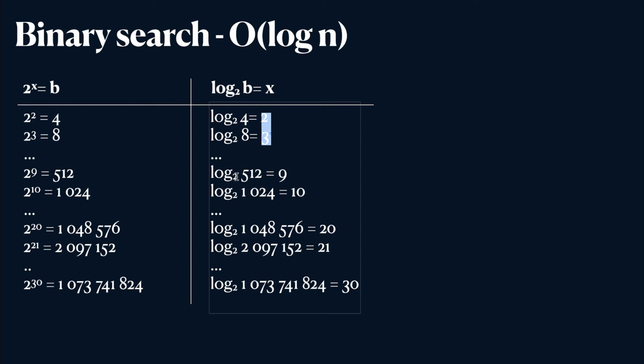If it will be logarithm base 2 of 512, it will be 9. The same thing we had here. We had the power of 9. And for 1000, it will be 10. And for 1 billion, it will be 30. And it helps us a lot.